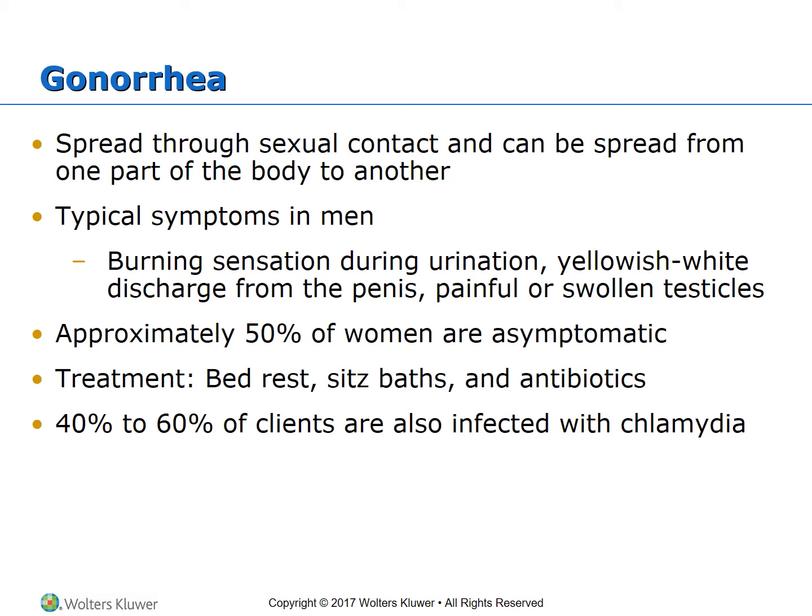Gonorrhea. Gonorrhea can spread through sexual contact and can be spread from one part of the body to another. Typical symptoms in men are a burning sensation during urination, yellowish white discharge from the penis, or painful or swollen testicles. Without treatment, it can spread to bones, joints, and bloodstreams. Approximately 50% of women are asymptomatic.